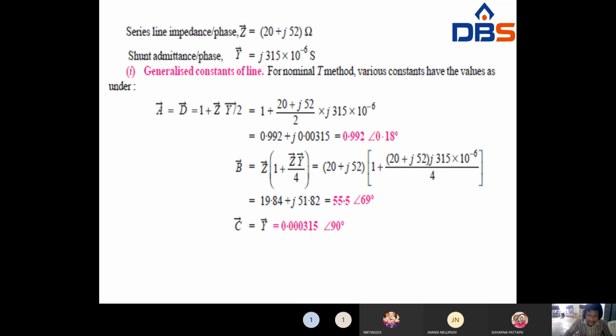1 plus Z, that is 20 plus j52, divided by 2, into Y, j 315 into 10 power minus 6. Now, we don't multiply in rectangular form. When in rectangular form, we only do addition or subtraction, not multiplication. That's why first convert 20 plus j52 into polar form, and also convert j 315 into 10 power minus 6 into polar form, right? After that, take the product of the two, then convert again into rectangular form.